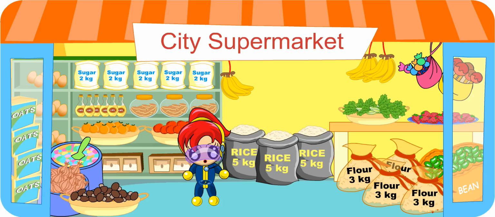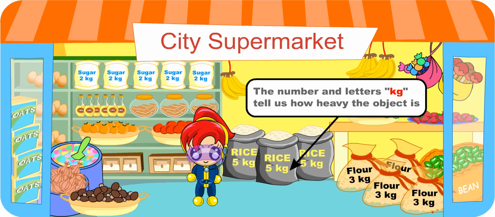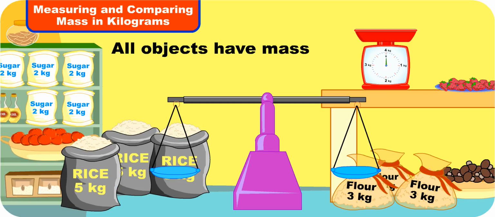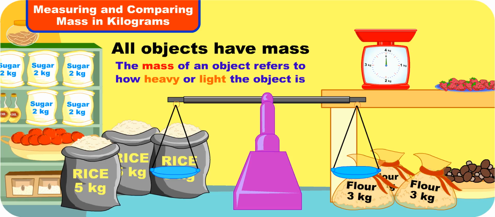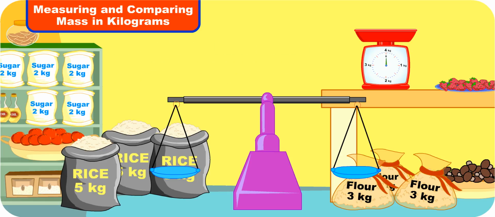I can see that on all the bags of rice, there are numbers and letters KG printed on them. What are they for? Those numbers and the letters KG are there to tell us how heavy each bag of rice is. We can tell how much rice is in each bag by knowing how heavy it is. All objects have mass. The mass of an object refers to how heavy or light the object is. When we want to find the mass of an object, we use a balance or a scale.